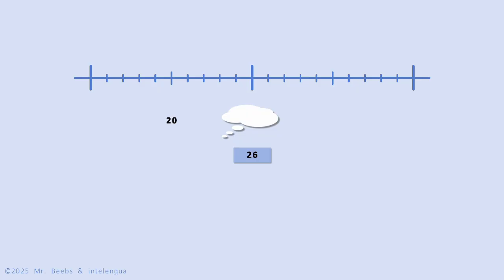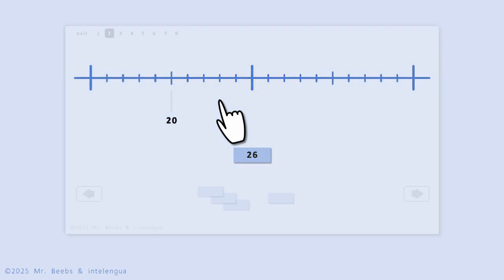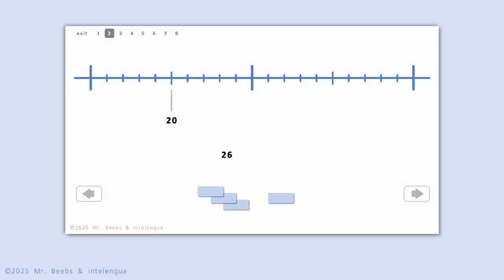What if this is 30? Then 26 has to be between 20 and 30, right? To me, it's obvious that we have to skip count by 2. Is that what you were thinking? Starting at 20, 22, 24, 26. This is definitely another good guess. Let's see. And that's it. Now that we have 2 numbers, the rest should be easy.